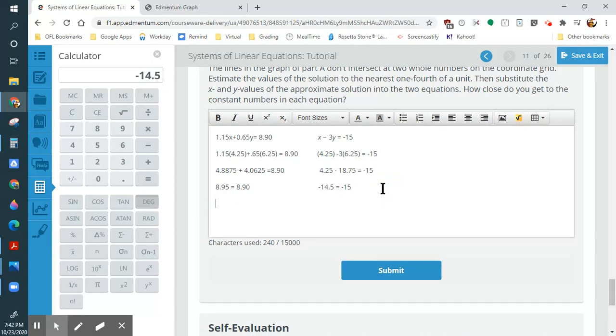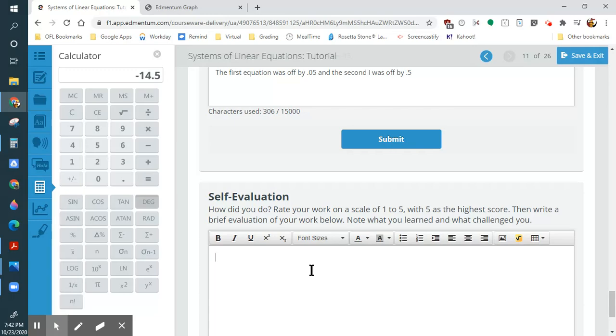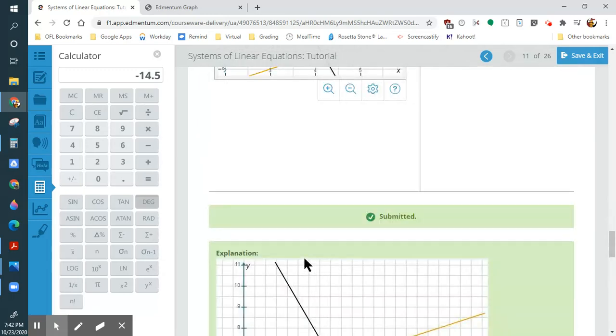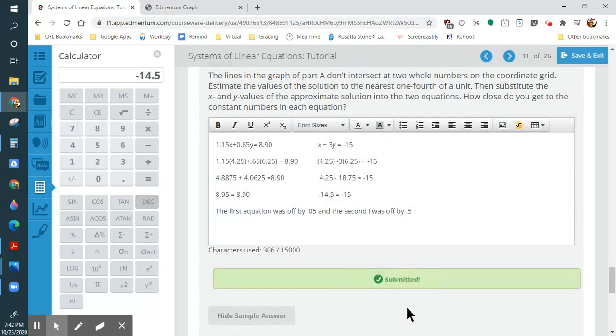So when we do this, we're going to say the first equation was off by 0.05, really close. And the second, I was off by 0.5. Okay. So I would say the hardest part was having to rewrite the formula. So I would give myself a 4. Changing to y-intercept form was pretty tough, you know? Just write something like that in. So let's submit all this so we can go to the next one.